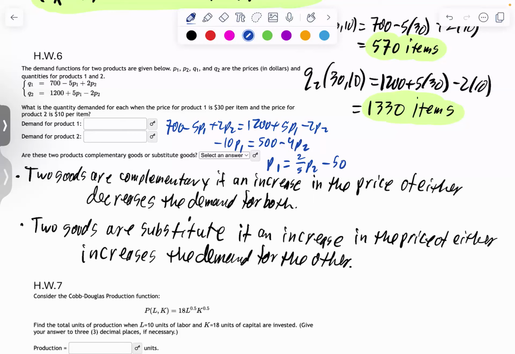And because the slope is positive, that means as one does well, the other also does well. So in this case, they are substitutes, by the definition that we have there.